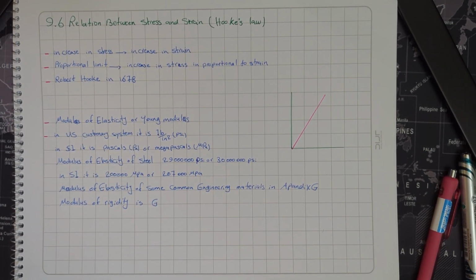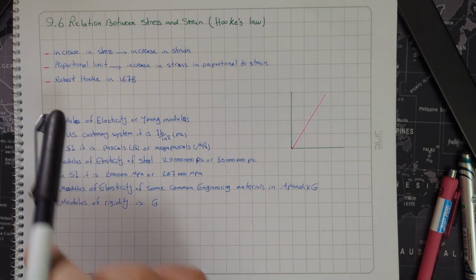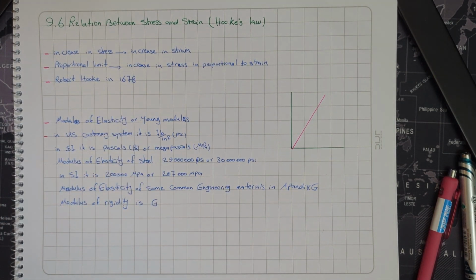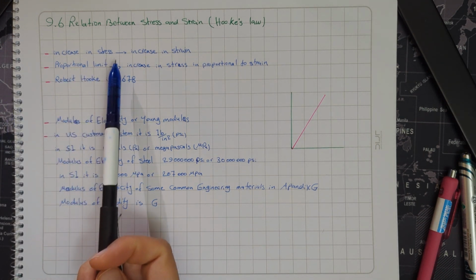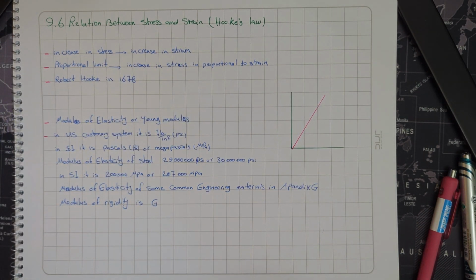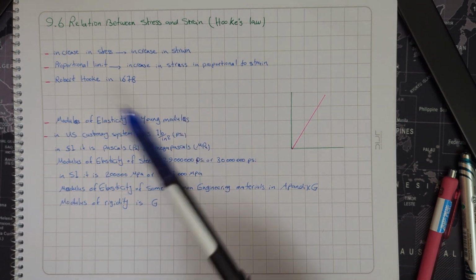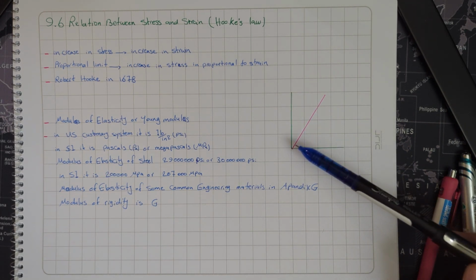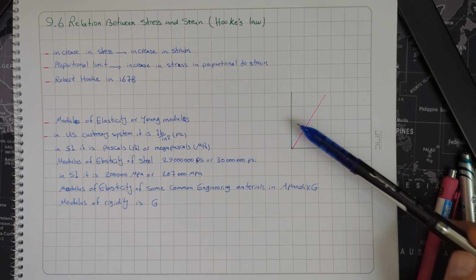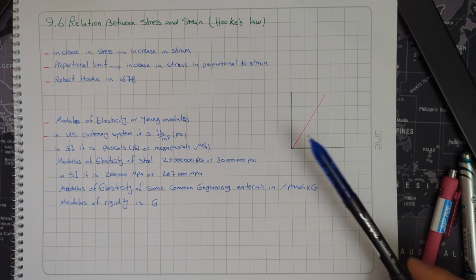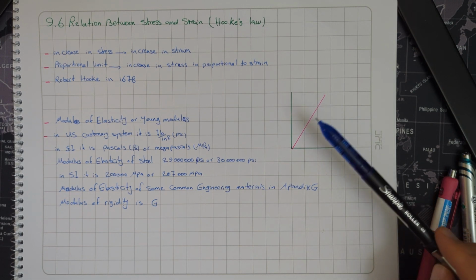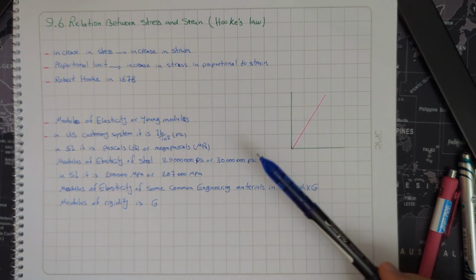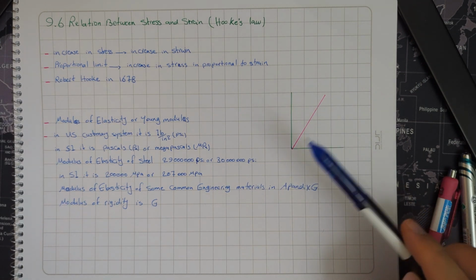9.6 Relationship between stress and strain, or Hooke's law. In most engineering materials, there is a relationship between stress and strain. It means an increase in stress equals an increase in strain, but it has a proportional limit. Increase in stress has a proportional increase in strain up to a limit. We will talk about that limit in the next chapter, chapter 10. We call this Hooke's law.